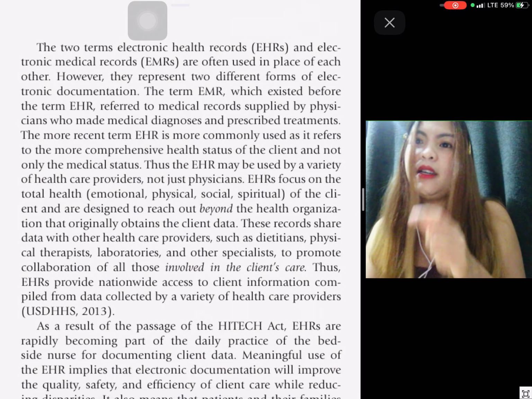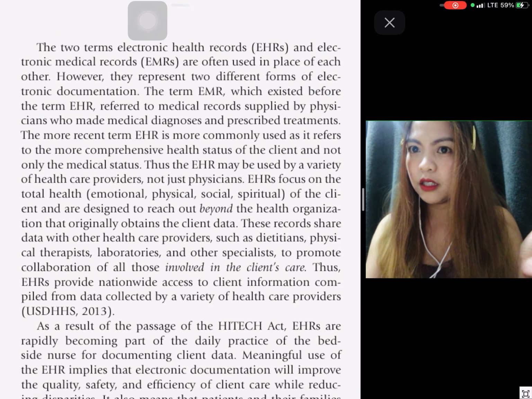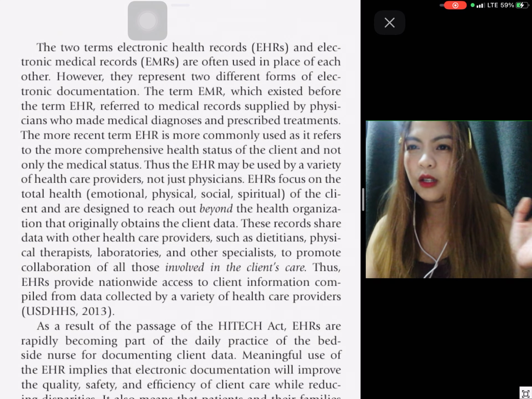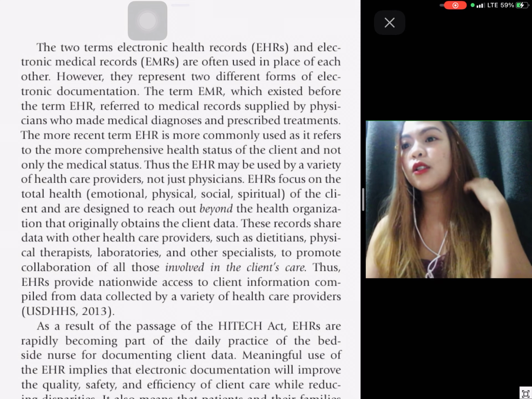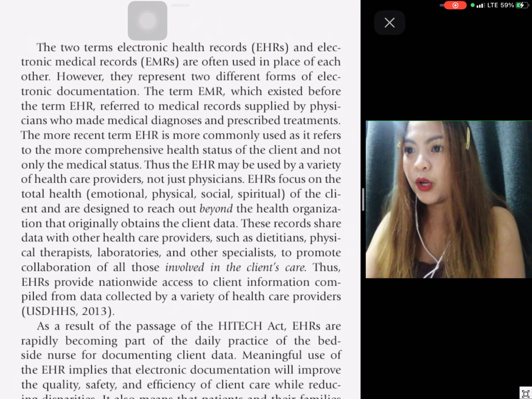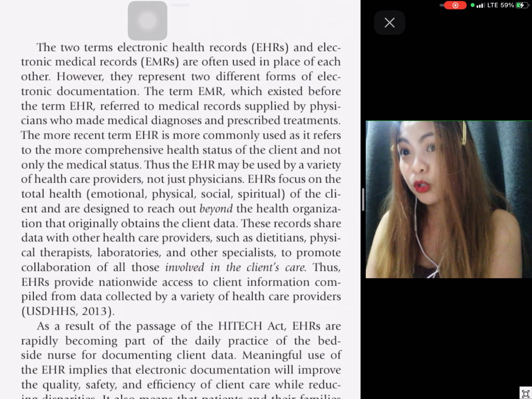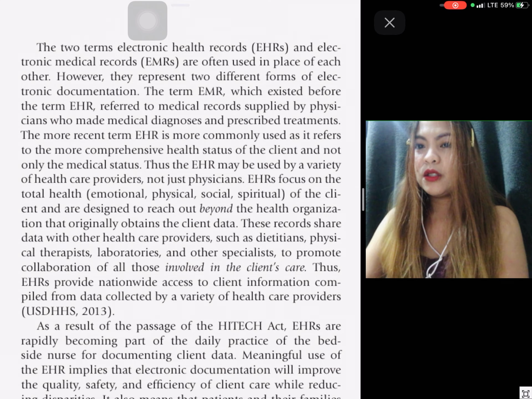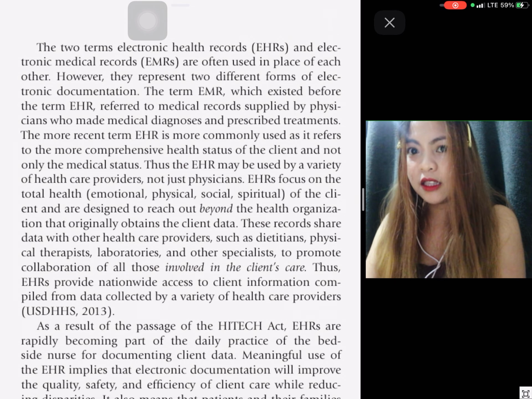So, there are two terms about it. We have the electronic health record and electronic medical record. So, they are often used in place of each other, pero magkaiba yan. Actually, however, they present two different forms of electronic documentation. Unang-una, yung EMR, which existed before the term EHR. It refers to the medical records supplied by physicians who made medical diagnosis and prescribed treatment. So, nandiyan lahat yung mga gamot. And then, the more recent one, the term EHR, is more commonly used as it refers to the more comprehensive health status of the client and not only the medical status. So, thus the EHR may be used by a variety of healthcare providers such as physicians.